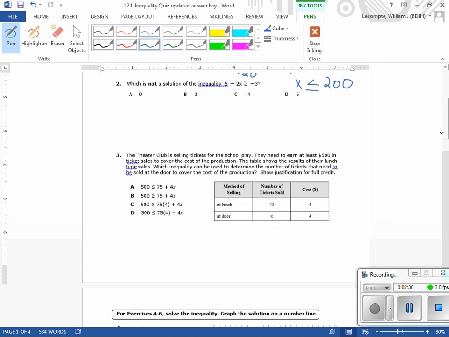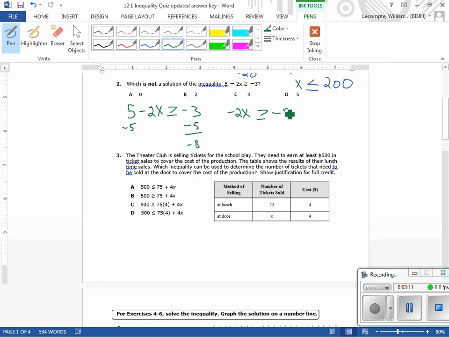Number 2, it says which solution is not a solution of the inequality 5 minus 2x is greater than or equal to negative 3. If I just go ahead and solve the inequality, then I might be able to tell what my answer is from this information. So if I subtract 5 from both sides, I get negative 2x is greater than or equal to negative 8. Here's the trick.